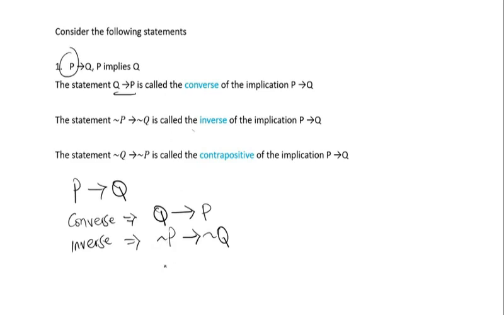Now the contrapositive is what? The negation of the inverse of the original statement. That is the inverse of the converse. Or we have negation of Q implies negation of P. So the statement negation of Q implies negation of P is called the contrapositive of the implication P implies Q. Like I said in the beginning of this video, if you've not watched part 1, you would not understand what implication means. So I strongly suggest you go back and see our part 1.